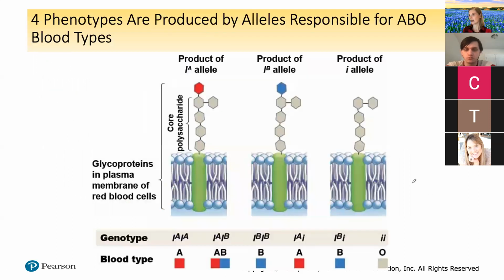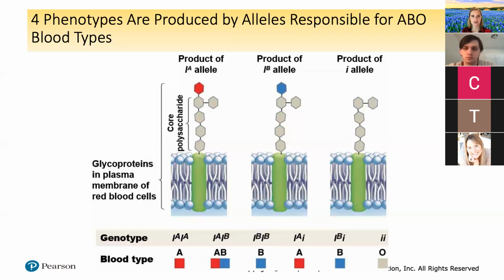So if we look at this picture here, we can see that they're showing us the cell membrane. So if you remember, this is our phospholipid membrane here. And on the surface, we have these polysaccharides. Sorry, they were sugars. And you can see that the top sugar is being represented here by red, blue, and then this one is completely missing. And so this is representing these different alleles for the blood type.